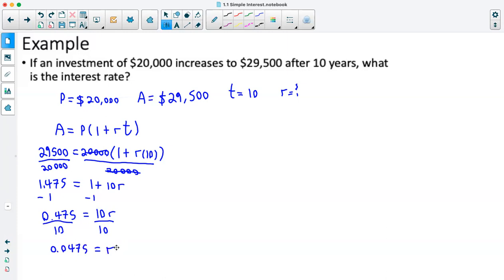Now, one thing to remember is our interest rate in this formula is our interest rate as a decimal. So if we want to change it into a percentage, we need to multiply by 100%. So this would give us 4.75%.